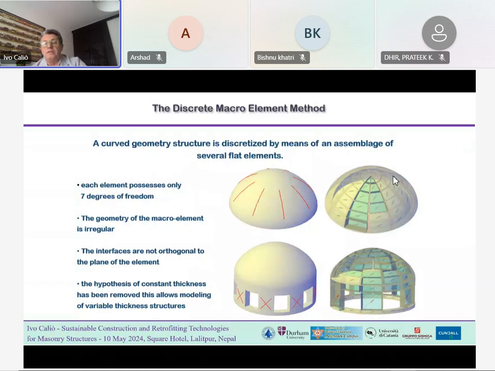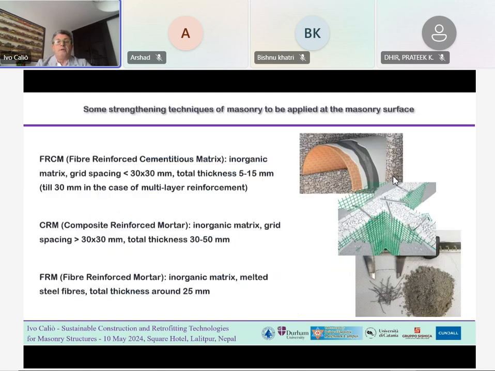So this model we defined as parsimonious because it's a very low cost model compared to the more complicated, more sophisticated nonlinear frame simulation. We also introduced some modeling of reinforcement. In particular, we consider fiber reinforced cementitious matrix for modeling, for example, reinforcement in arch structures and domes.